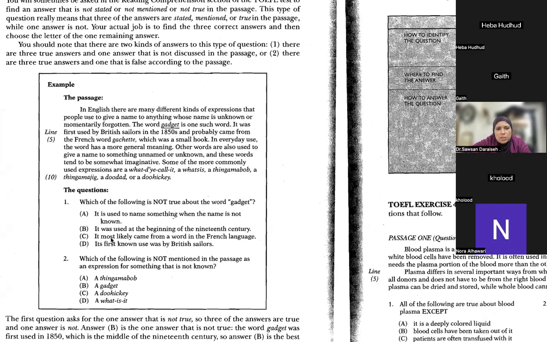This is the best answer. It was used at the beginning of the 19th century, because it's not at the beginning. It's the 1950s, and it's clear that the 1950s is the mid, not the beginning. And this is the only answer which is wrong. And if we check, guys, this is the only one which is wrong, the only one with an error. Number 2, thank you so much. Dr. Ghaith.